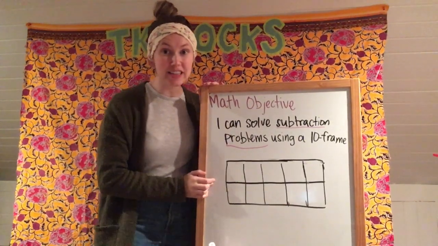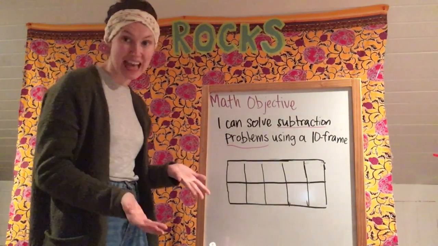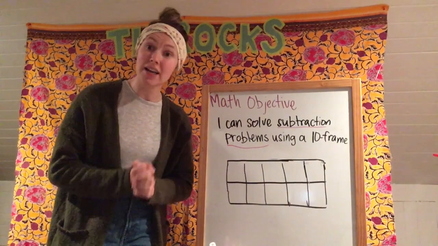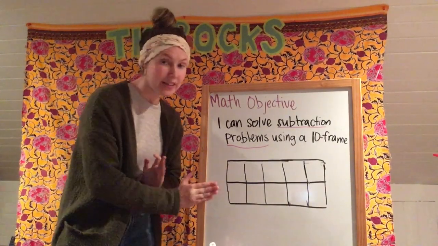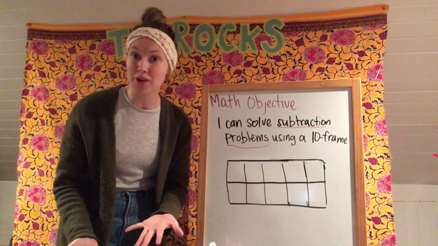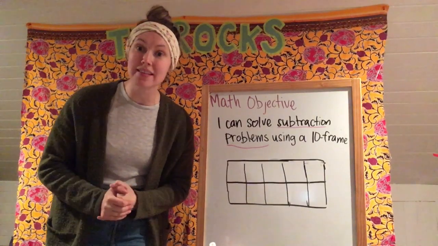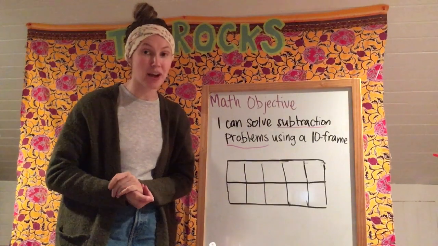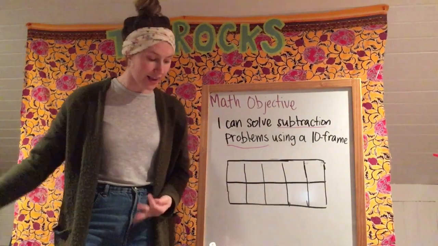So our strategy that we're going to be working with is our 10 frames. And we've talked about 10 frames when we're talking about Gus the Plus and adding up. Today we're going to think about them when we're subtracting. And using a 10 frame is actually very similar to how we were using our pictures to help us subtract. So this should be easy peasy for us.